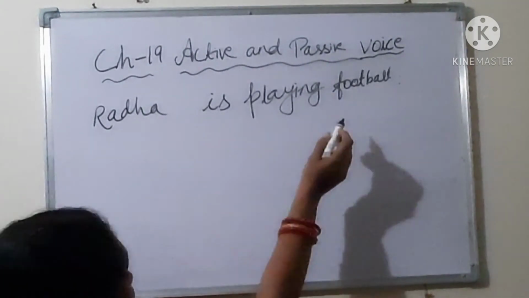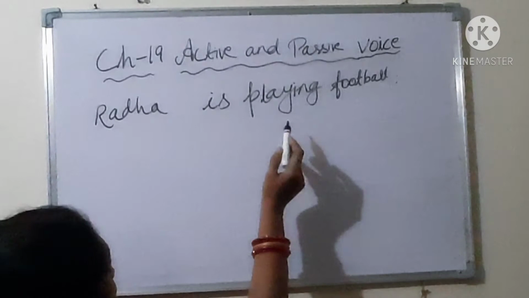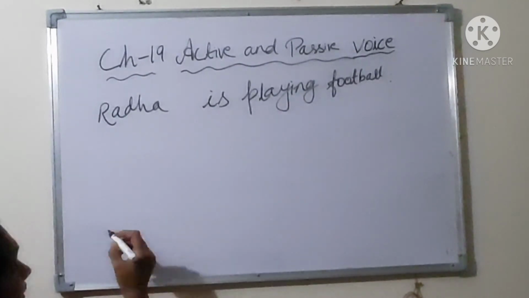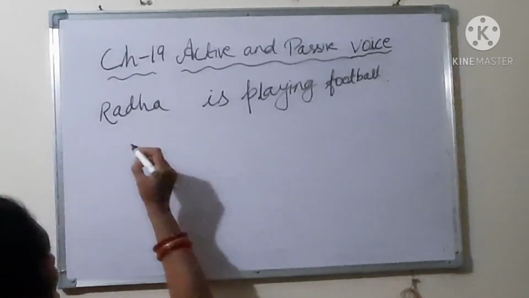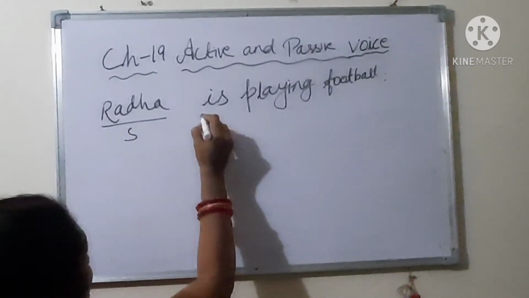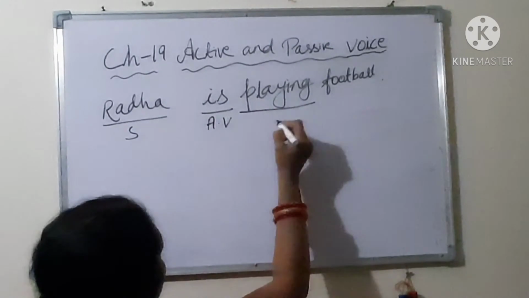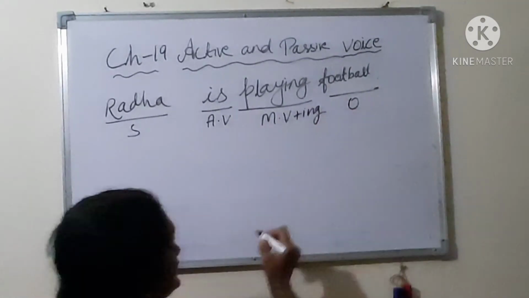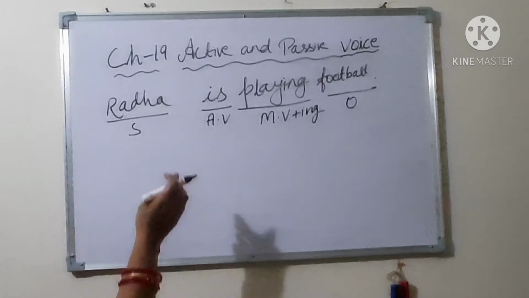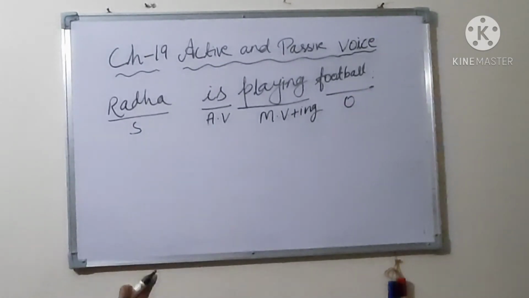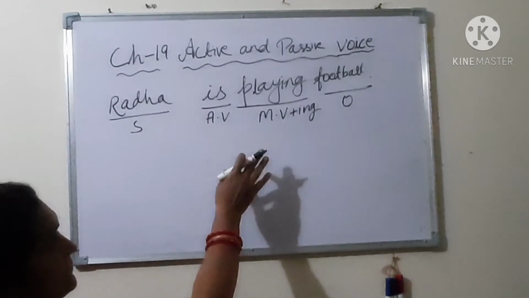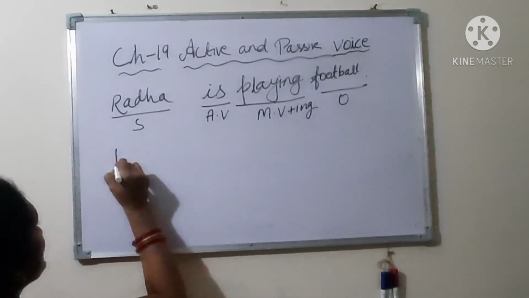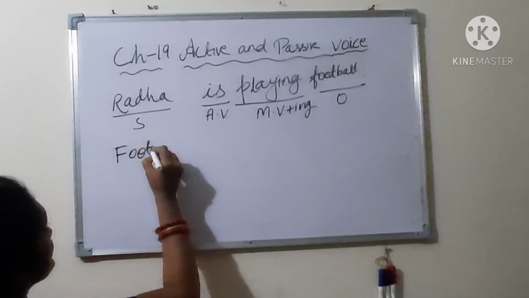Children, let's take one more example. Radha is playing football. Here in this sentence, present continuous form is used. The structure is Radha, subject, is, auxiliary verb, playing, main verb plus ing. Here, football is the object. So, children, while changing this type of sentence, which is in present continuous or past continuous, we have to take the help of being. So, let's see. Here, football will come first, as football is the object.